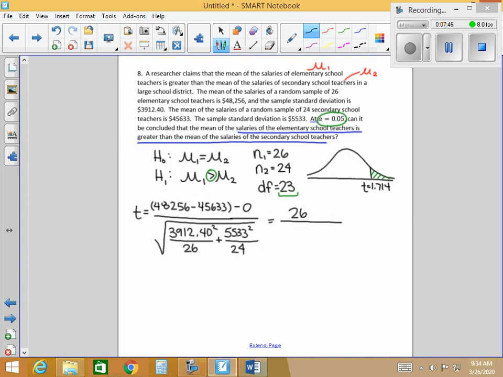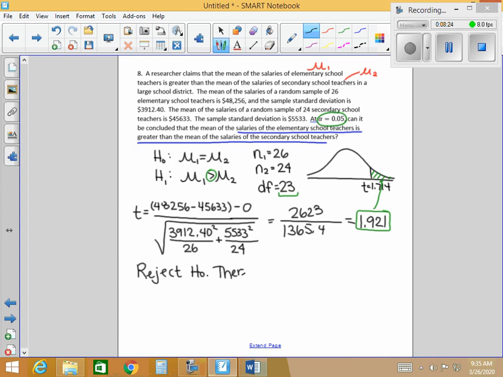On the top, I get 2623. On the bottom, I get 1365.4. And that ratio is 1.921. When I compare that 1.921 to my rejection region, I find out that it's inside there. It's to the right of 1.714. So I will say that I'm going to reject the null hypothesis.